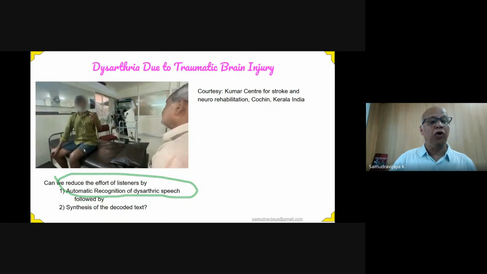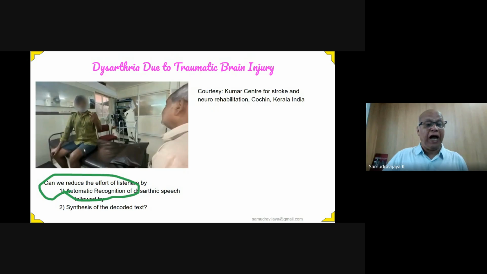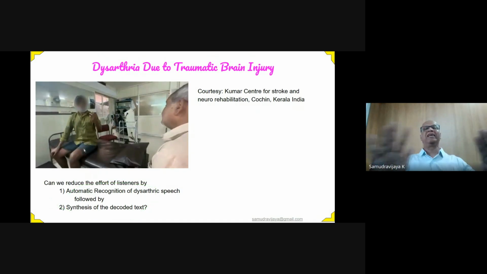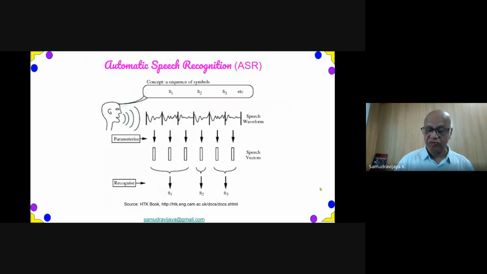Now, what we can do is, he speaks, an app picks up his speech and generates the text corresponding to what he is saying. And then it synthesizes whatever the output of this speech recognition system is and plays it back. So the listener will hear clear speech and the person will be able to interact better. That is the goal. That's why the topic today is ASR of dysarthric speech.